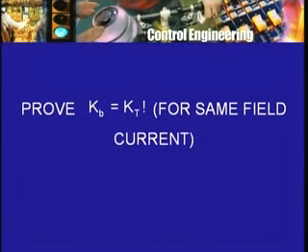And of course both of them are dependent on the field winding current. It's for the same field current or field winding current that I will talk of Kb and Kt, and then they will be equal. If we change the field current, the torque production will change and the back EMF production will also change by the same factor, or in the same proportion. So for the same field winding current, Kb will still remain equal to Kt.